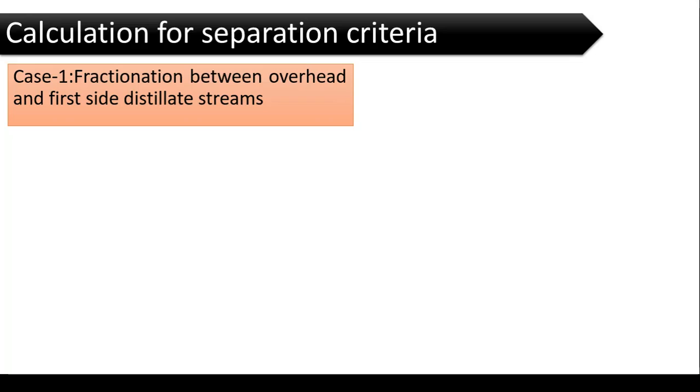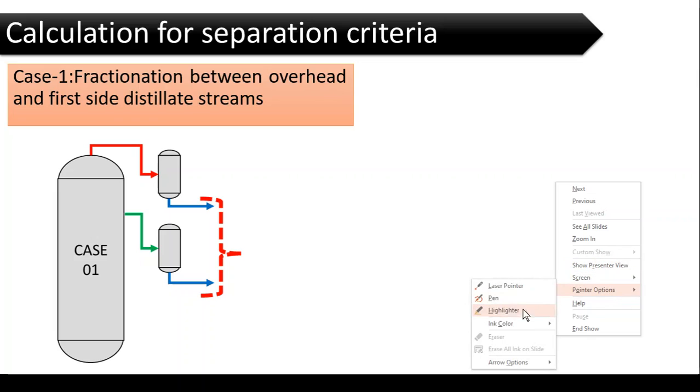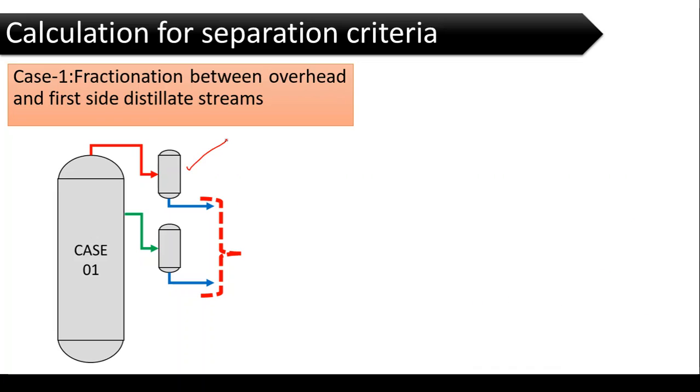Case 1 is where we are going for calculations of fractionation between the top product, that is the overhead, and the first top side stream. You can see through the graph, through the image, what we are talking about. This is the top one, that is the overhead product, and this is the first side product. For these two different cases we have different methods of solution, different graphs for the solution.